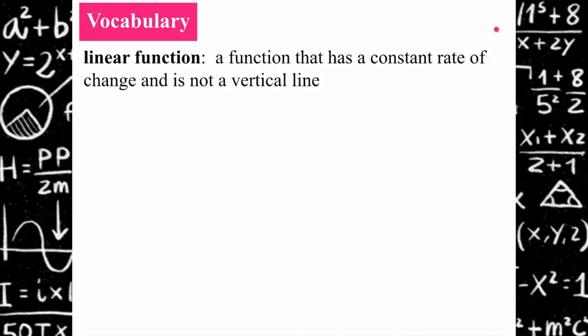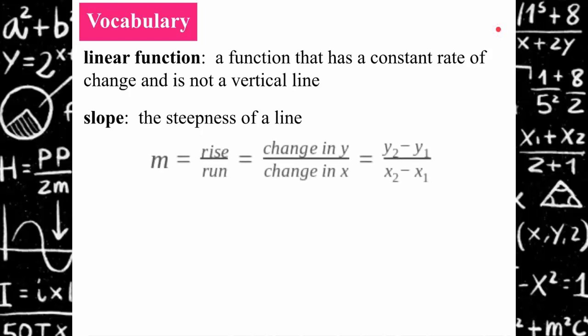A linear function is a function that has a constant rate of change and is not a vertical line. Slope is referred to as the steepness of a line. It can be referred to as the letter m in algebra, the variable m, and it is equal to rise over run. So when you initially learned to find slope, you used a graph of a line and you used rise over run and simplified your ratio.